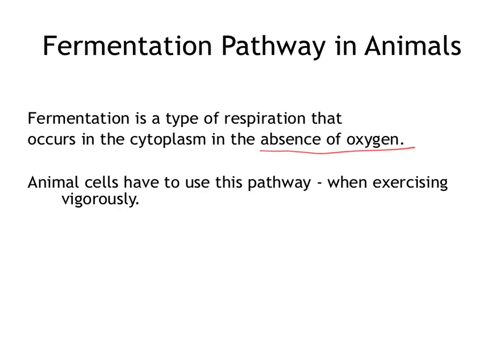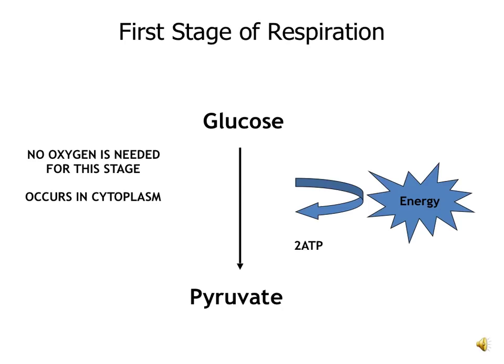So for example, if you're exercising vigorously, say you're out on a run and you're running very fast, the muscle cells use up the oxygen faster than the oxygen can get to the muscle cells. So it becomes a situation where there is not enough oxygen present, and the cells will use a fermentation pathway. Now let's have a look at that fermentation pathway.